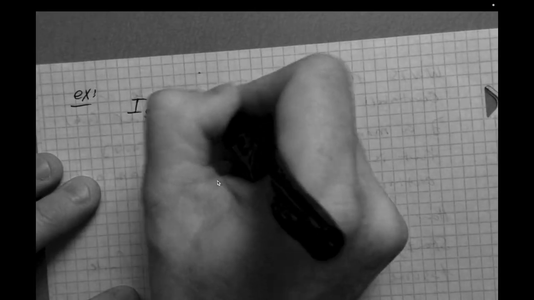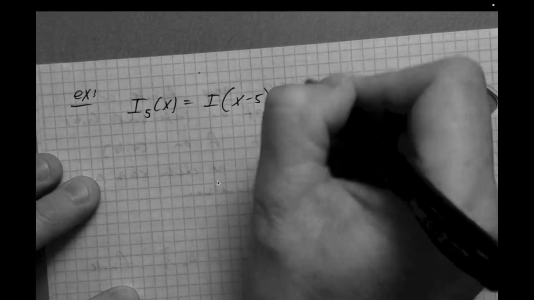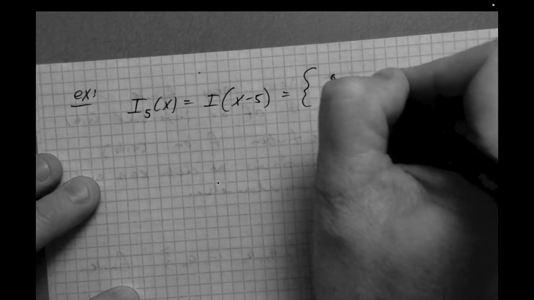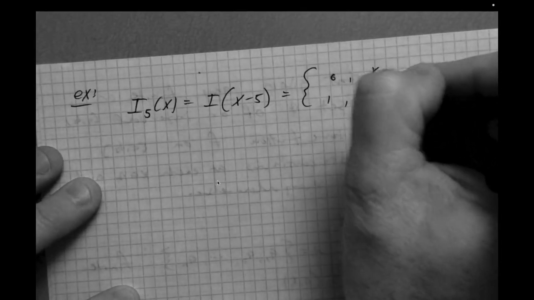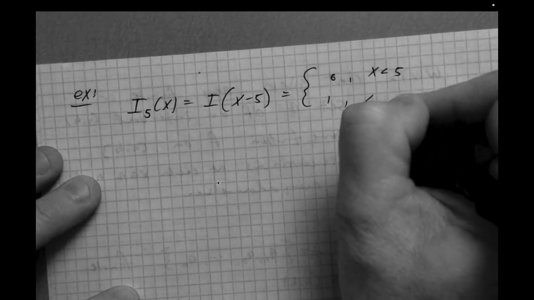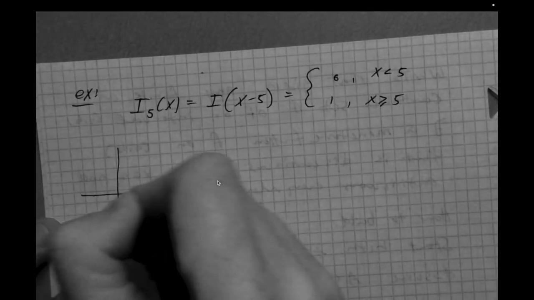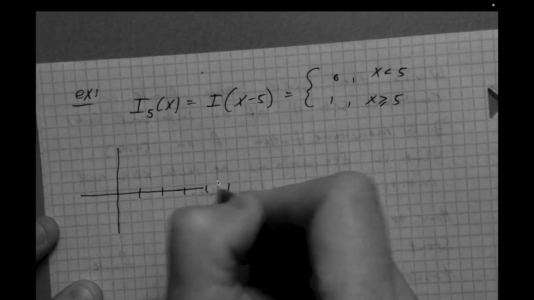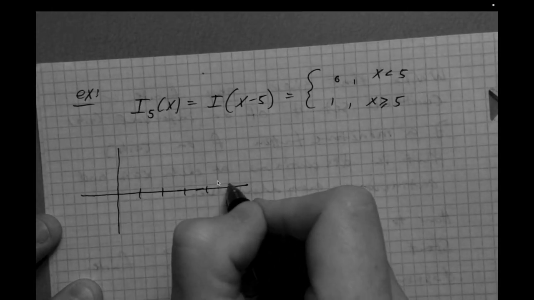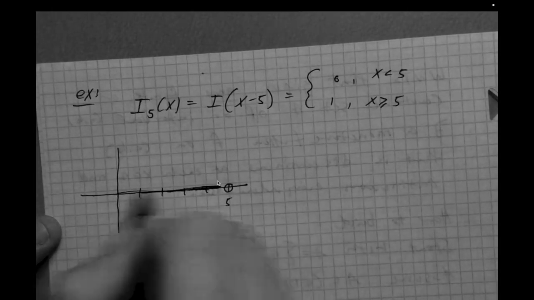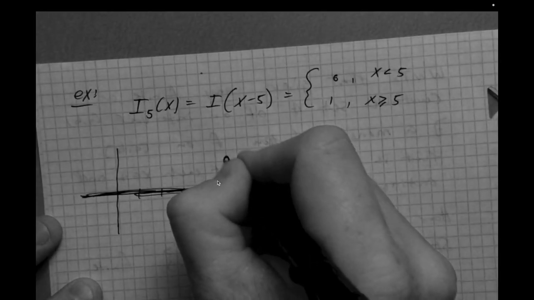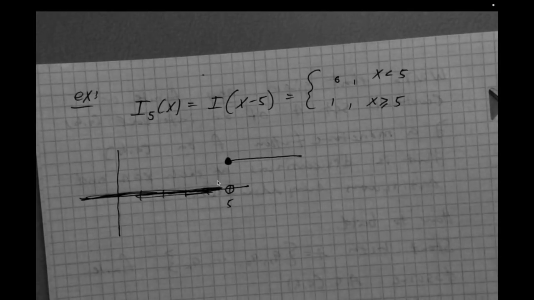Okay, and so for example, what about I sub 5 of x? Well, that's just I of x minus 5, and it would be 0 or 1. It's 0 when x is less than 5, and it's 1 when x is greater than or equal to 5. Right, so this is just the same thing, it's just shifted over. 1, 2, 3, 4, 5. So it's 0 all throughout here, and then it jumps up, and it's 1.